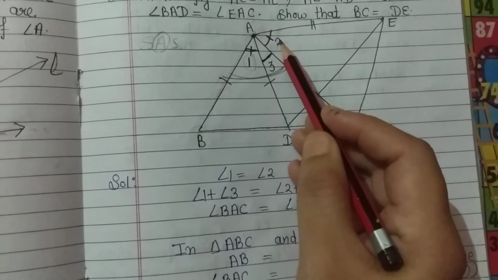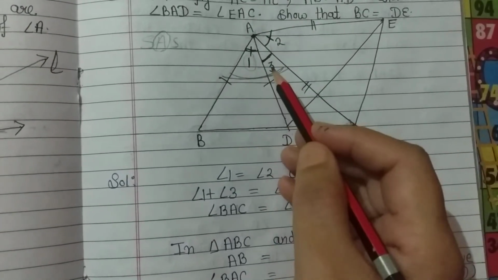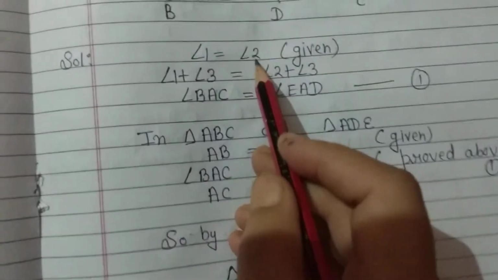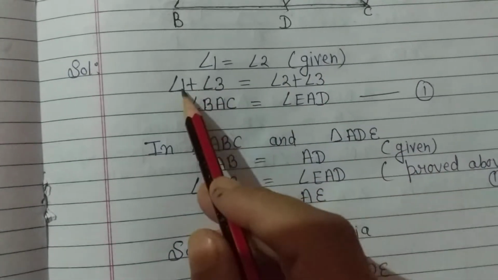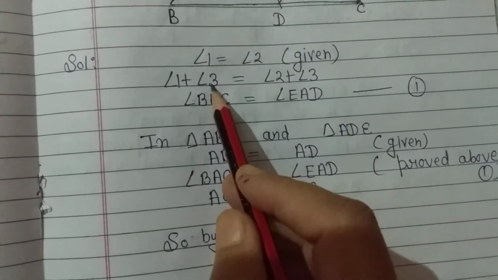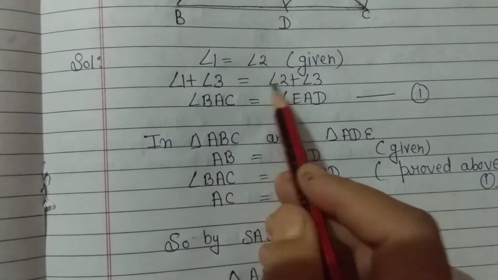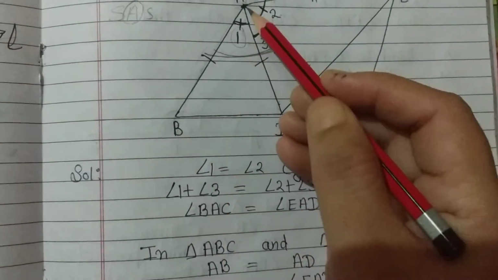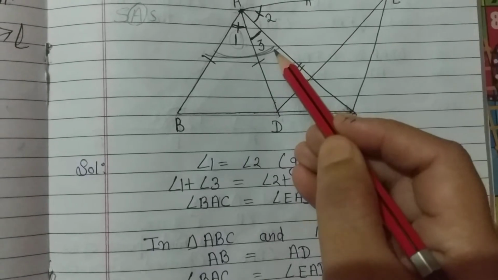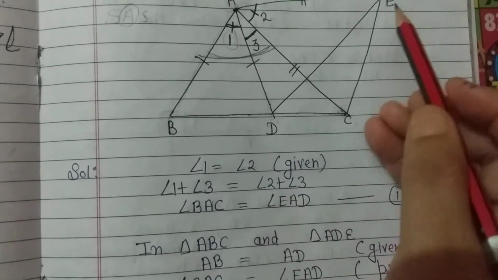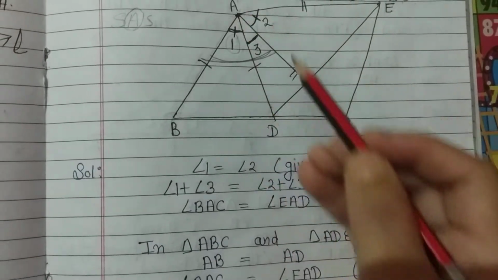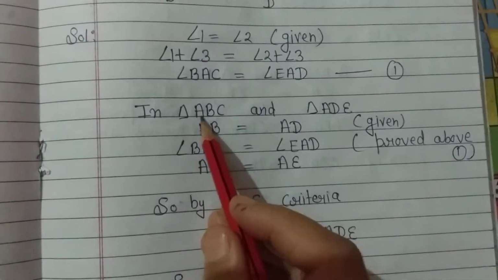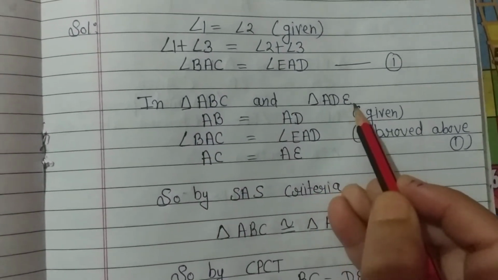So first of all, I will show that angle 1 plus angle 3 is equal to angle 3 plus angle 2. How? Angle 1 is equal to angle 2 is given. I have added angle 3 on both sides. Angle 1 plus angle 3 is equal to angle 2 plus angle 3. Now angle 1 plus angle 3 is angle BAC, this angle. And angle 2 plus angle 3 is angle EAD, this angle.